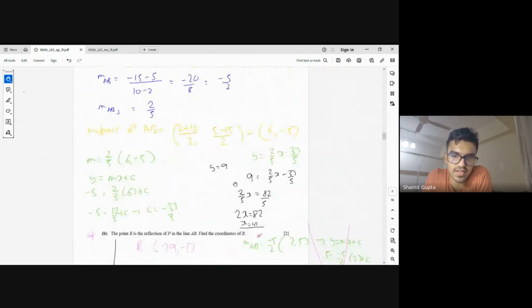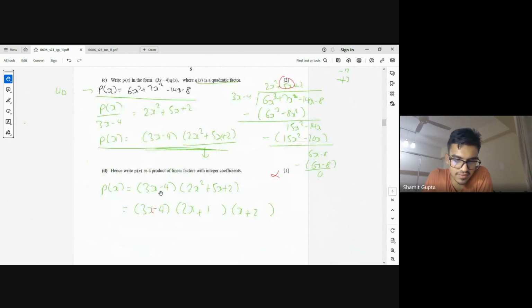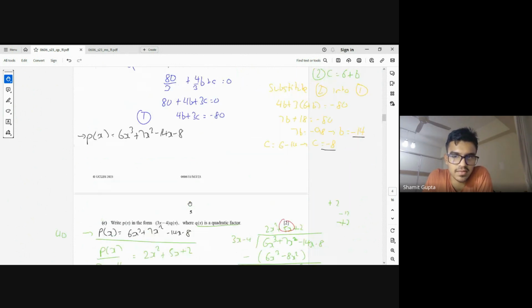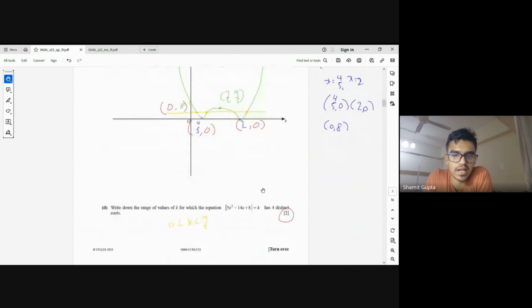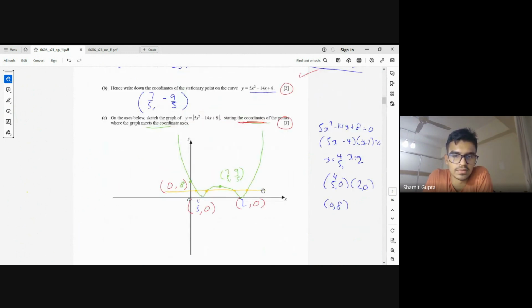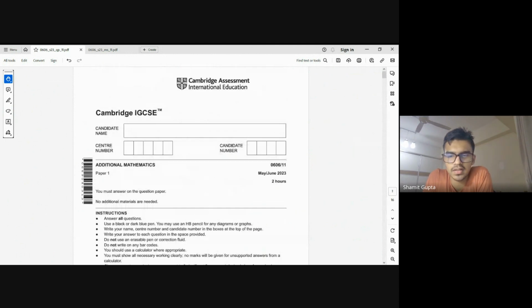Then over here, silly mistake, instead of -9, I used +9. And then over here, instead of 3x plus 4, I wrote plus 4 here that time, I think. And then for the quadratic, it should be in terms of coordinates. So you have to be careful about these things. But other than that, concept-wise, I hope you understood everything.